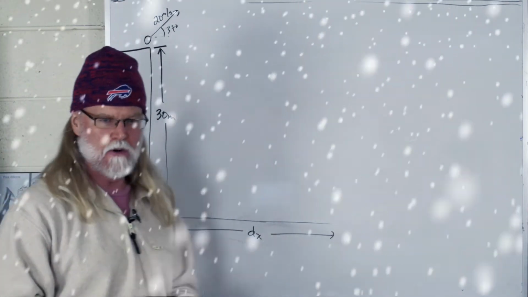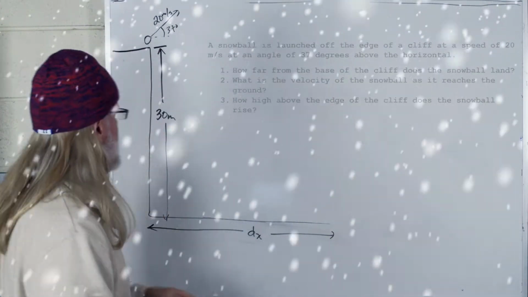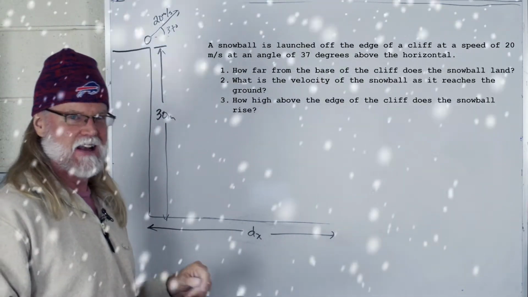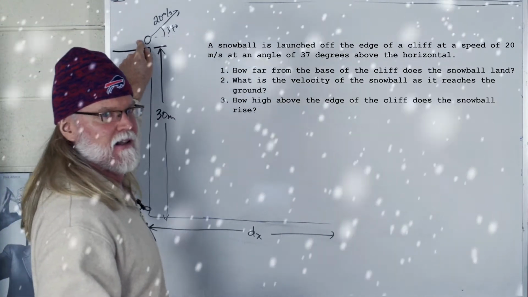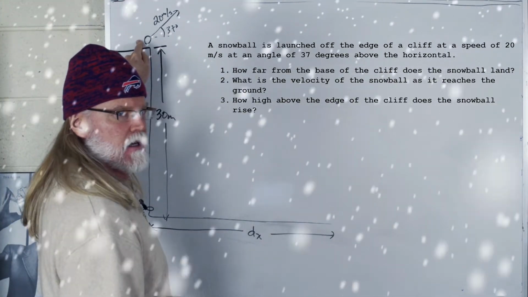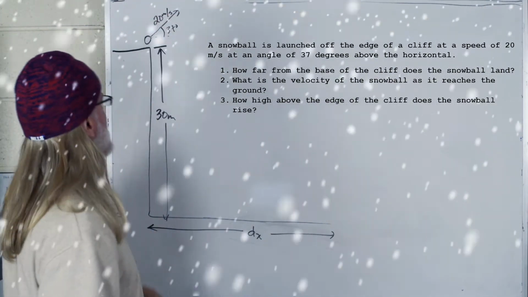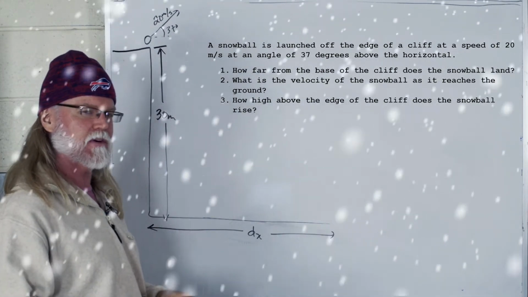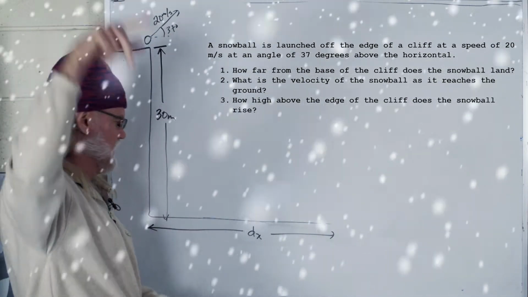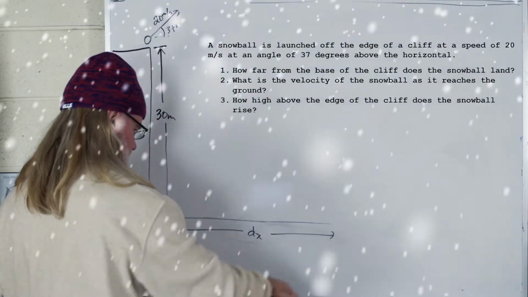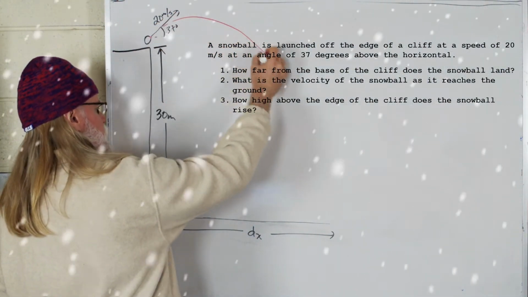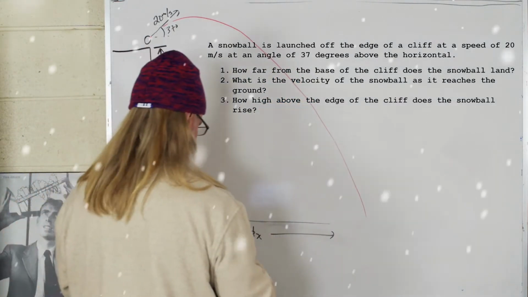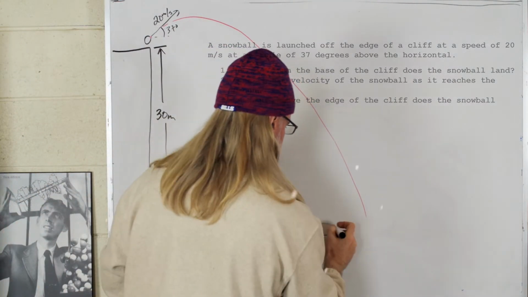Let's take a look at a more advanced projectile motion problem. We'll have a cliff, another cliff problem. A ball, a snowball. Yes, see, tie in. The snowball is launched at an angle of 37 degrees at 20 meters per second off the top of a cliff. So it's going to go something like that, some sort of parabolic motion.